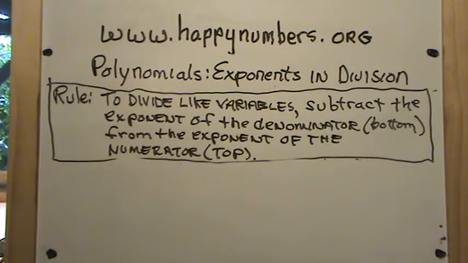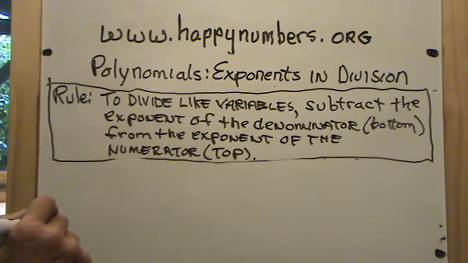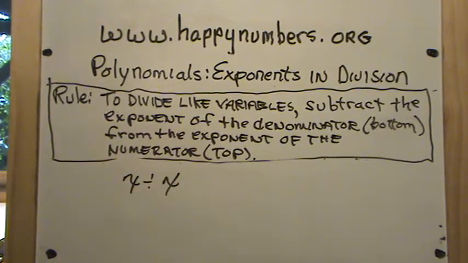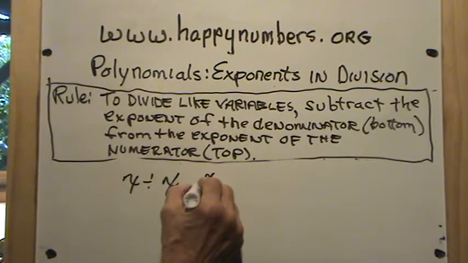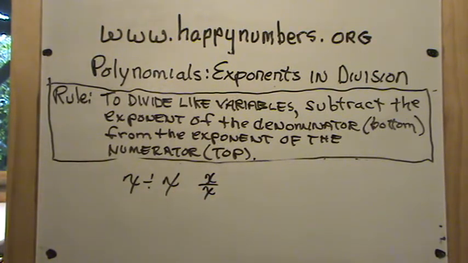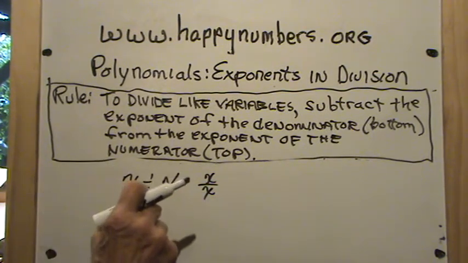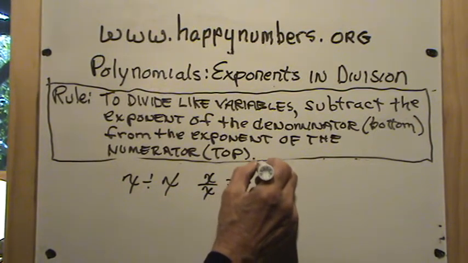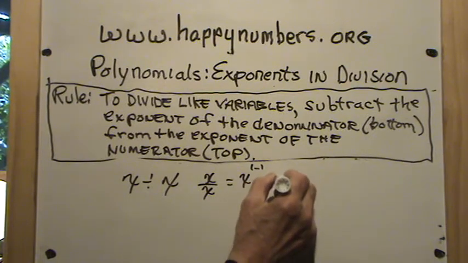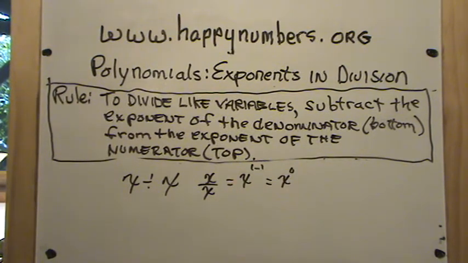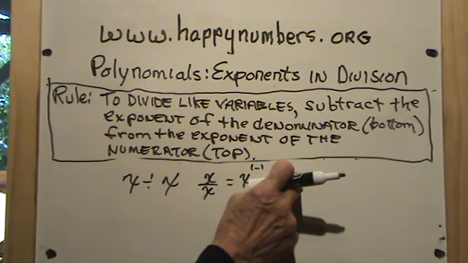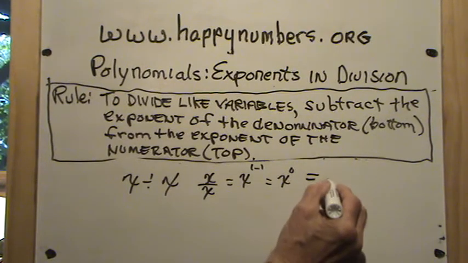Let's take a look at a problem where we have x divided by x. Well, that's x to the first divided by x to the first. And x to the first divided by x to the first would be equal to x to the 1 minus 1, which is equal to x to the 0 power, because 1 minus 1 is 0. Anytime a variable is equal to the 0 power, that variable is equal to 1.